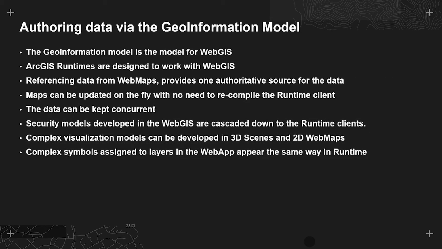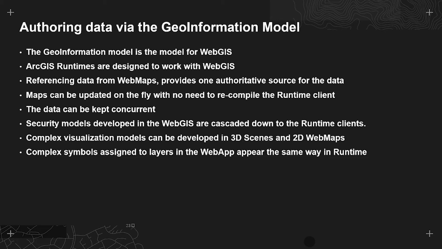You have an option of authoring data via the geoinformation model. So the geoinformation model is the model for WebGIS. ArcGIS runtimes are designed to work with WebGIS. Essentially, this means ArcGIS runtimes are designed to work with your online data in your content. Referencing data from web maps provides one authoritative source for the data. Maps can be updated on the fly with no need to recompile the runtime client. The data can also be kept up to date.